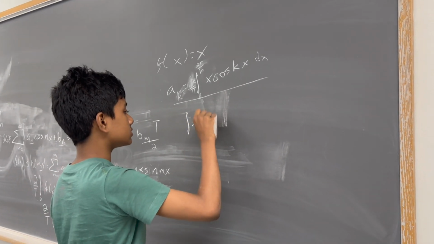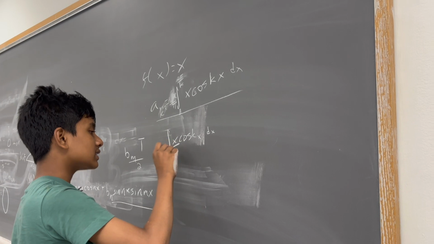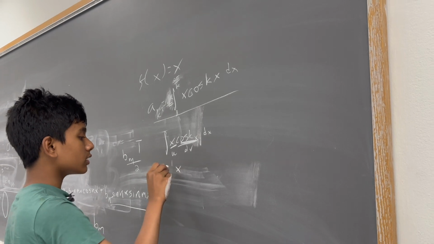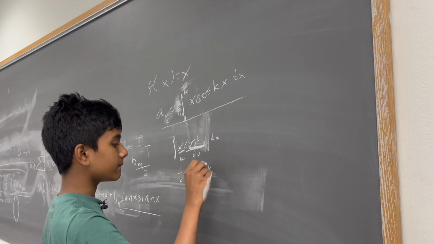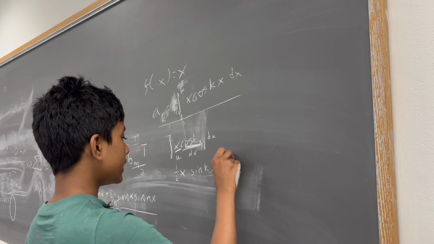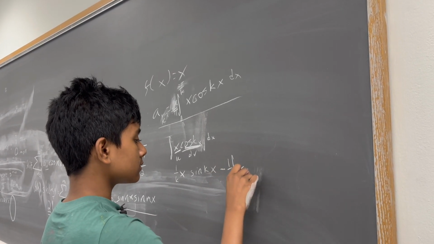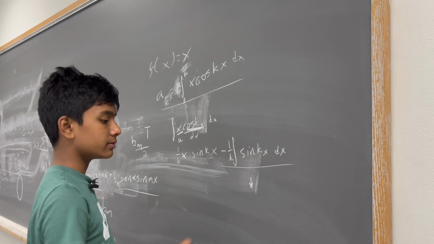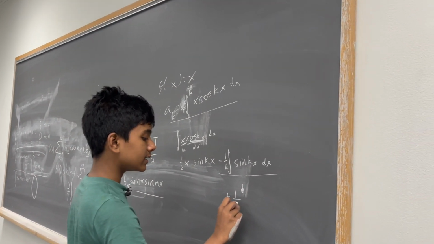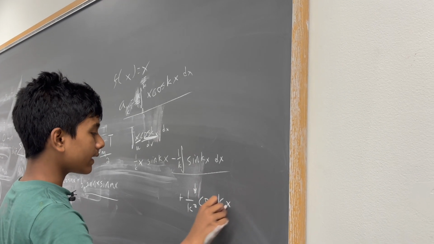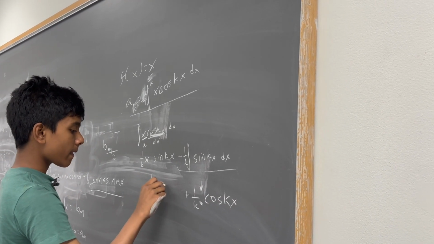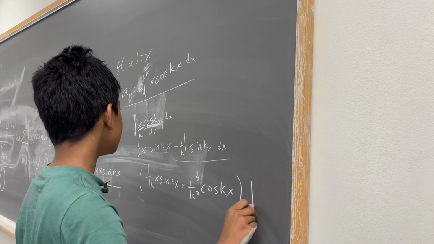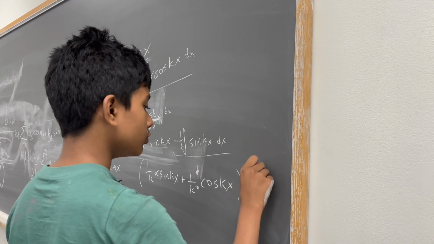So what's the integral of x cosine kx dx? Well, we let x be u and cosine kx be dv, and then we have x times 1 over k sine kx, and then minus the integral of 1 over k sine kx dx. And of course, this whole term is just going to become plus 1 over k squared cosine kx. So now we just have to take this range from 0 to 2 pi over k.